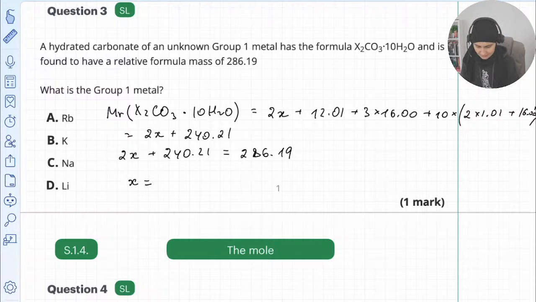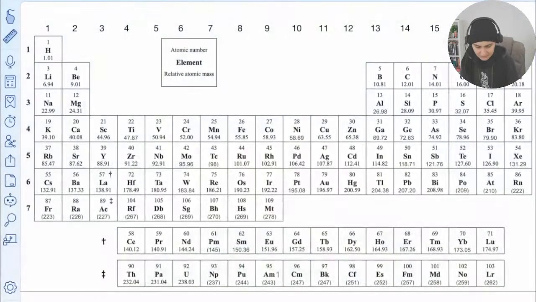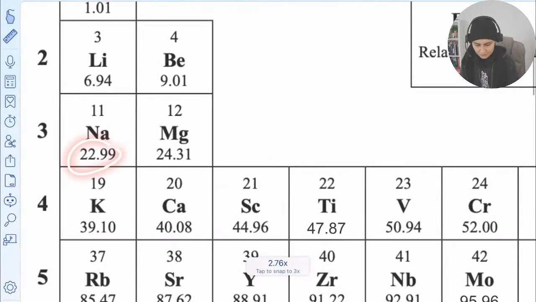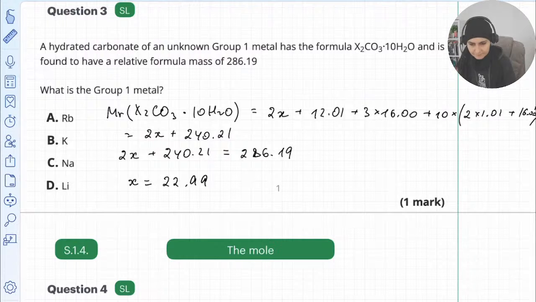From there, X would be 286.19 minus 240.21, over 2, which is 22.99. So that's the relative atomic mass of the metal X. We know it's in group 1, and it is sodium, right? 22.99, there it is, sodium. So the answer is C.